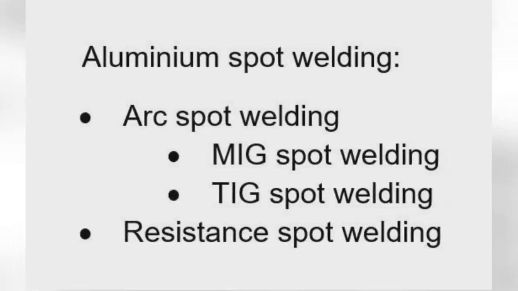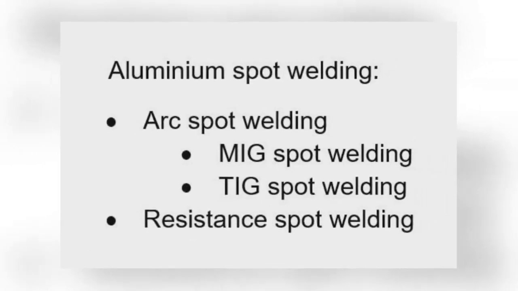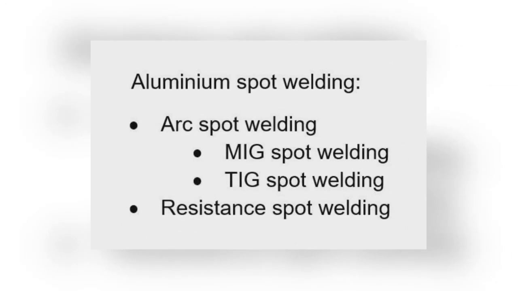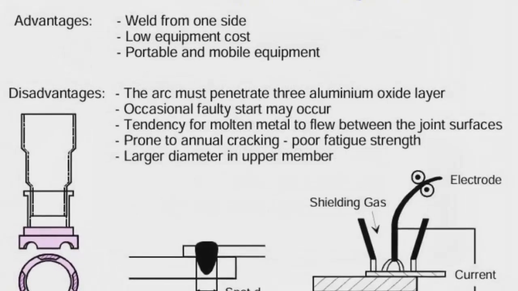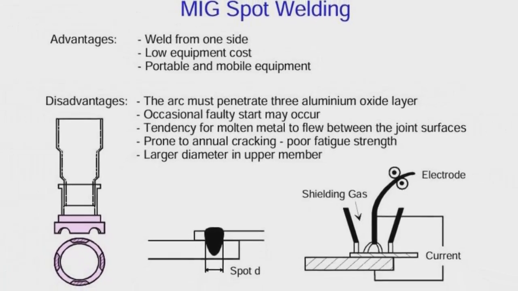Two main groups of spot welding procedures are available: arc spot welding and resistance spot welding. The main advantage of arc spot welding is the ability to weld from one side only of the joint, a very much lower equipment cost than for resistance spot welding, and the portability and mobility of a TIG or MIG gun. Of the two processes, MIG spot welding found the greatest application.